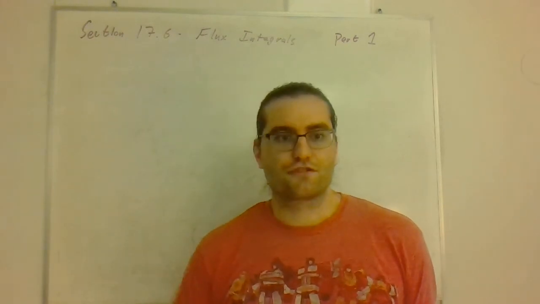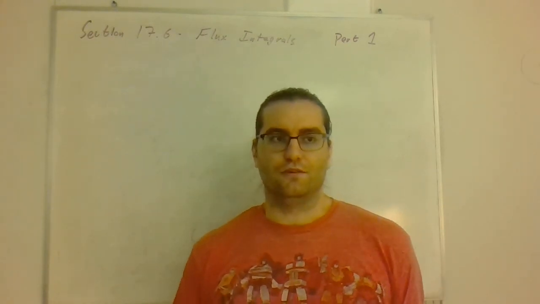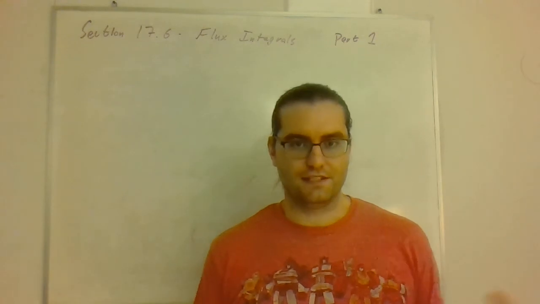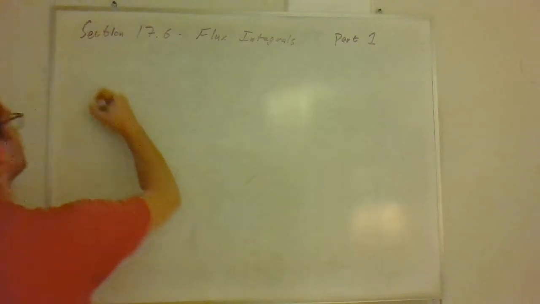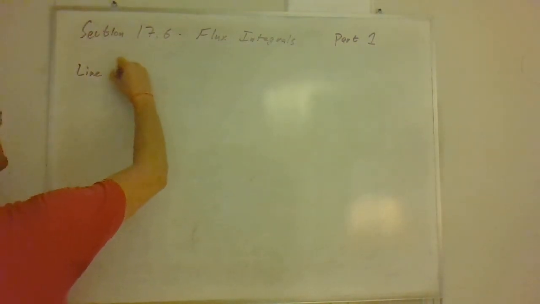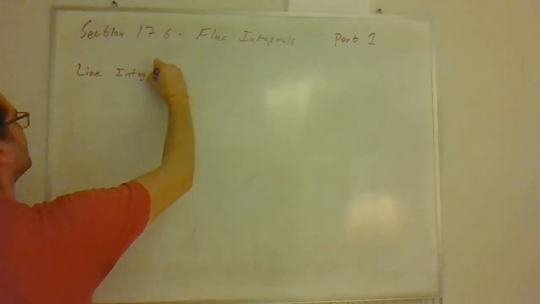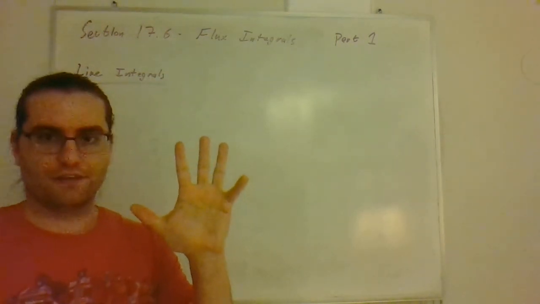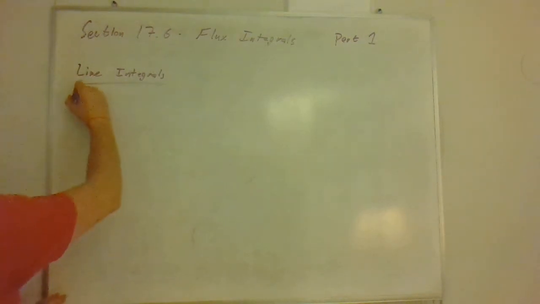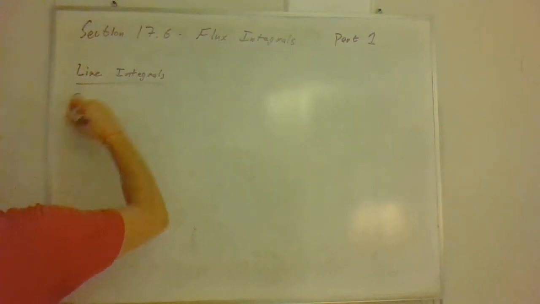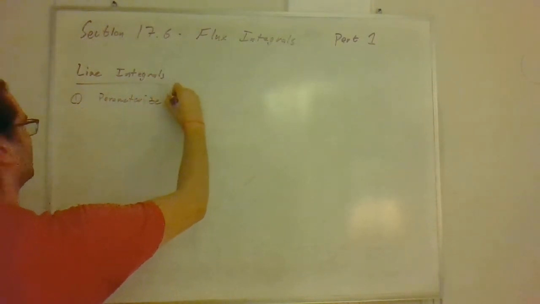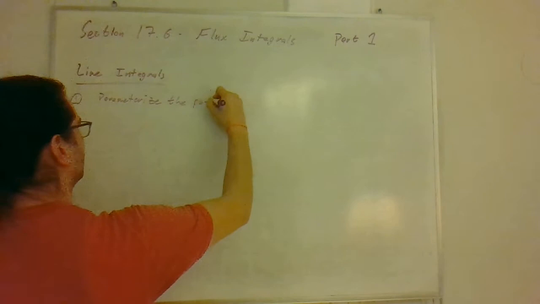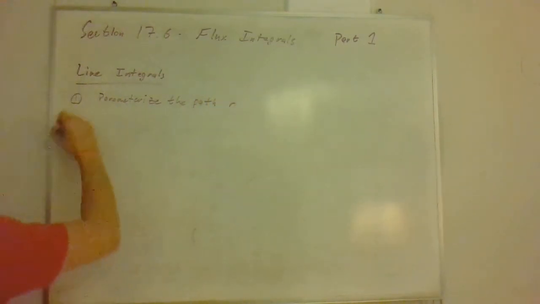I want to introduce the idea of a flux integral by connecting it to the idea of a line integral. So for that, I want to talk about line integrals. When we're doing line integrals, we have this technique for doing line integrals in 5 easy steps. First, we need to parameterize the path. We need to parameterize the path R.